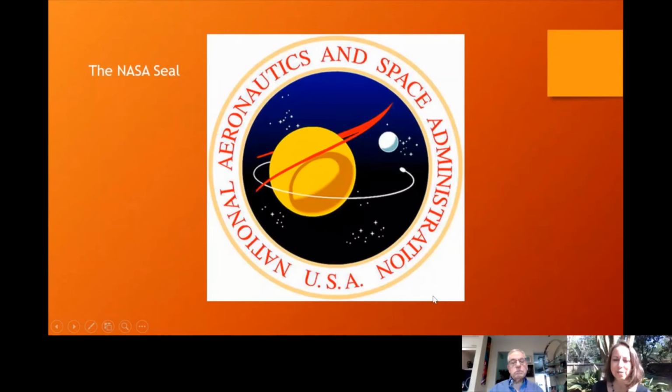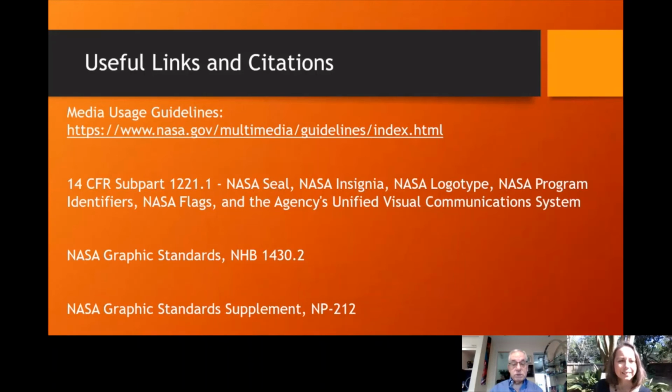Let's look at the seal. Why is it different? Yeah, this is on the NASA flag. It's very limited. The administrator has the authority to use it. It is on some awards that we get, things like that, but it's very limited. We don't allow other people to use it at all. Its uses are proscribed in the federal regulation. It's the most restricted of all of our graphic indicators.